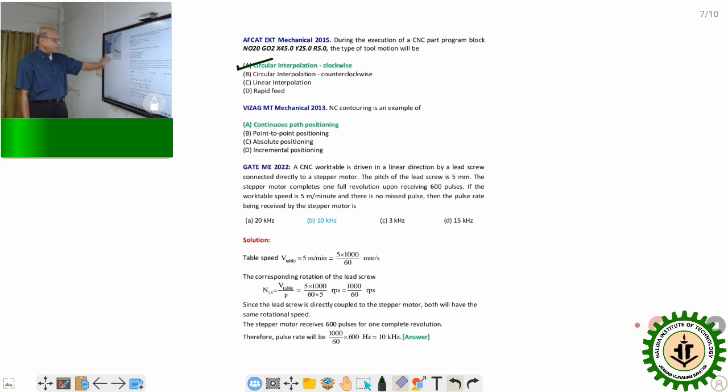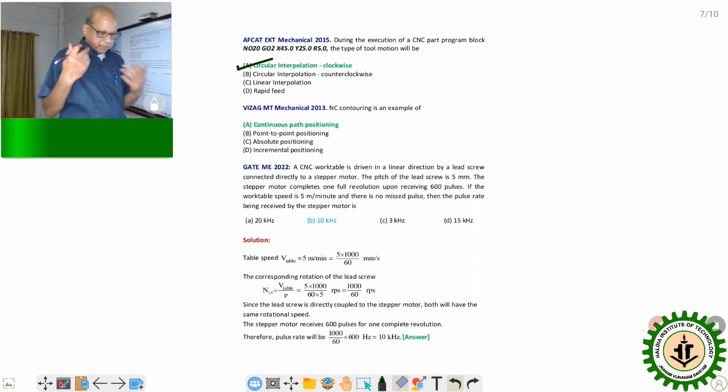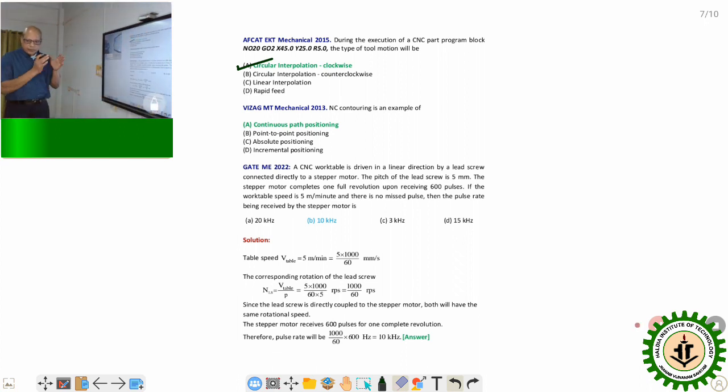Vizag MT Mechanical 2013. NC contouring is an example of a continuous path positioning system. In our very early lecture, maybe the first or second one, we had discussed the classification: point to point, continuous, contouring, paraxial. So for NC contouring, a particular contour has to be generated. That implies the tool should navigate following the particular trajectory continuously, so that the desired trajectory can be generated. So obviously the correct option will be the continuous path.